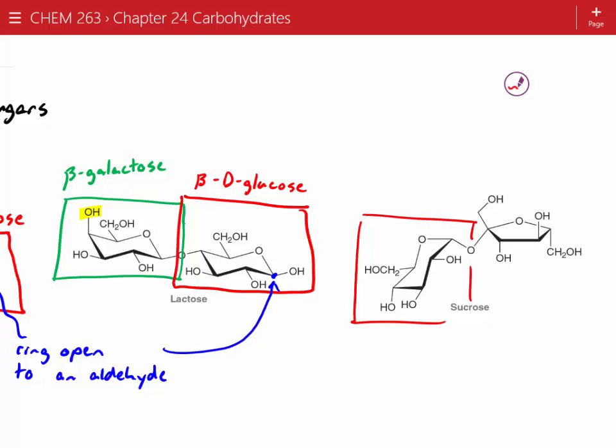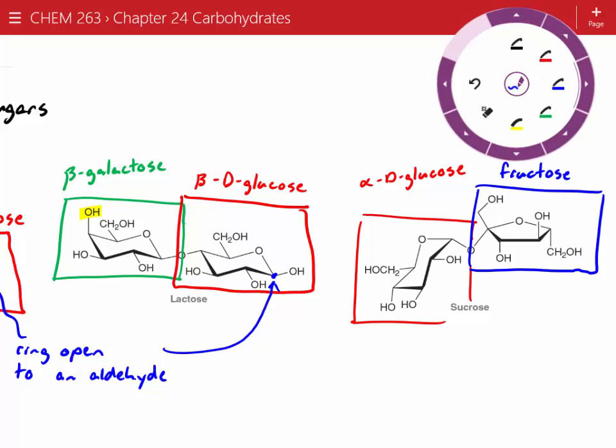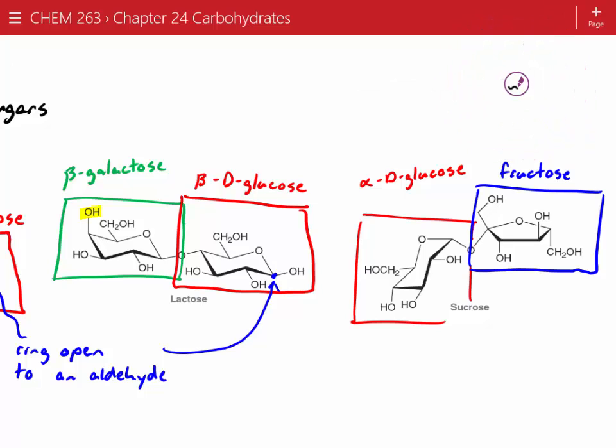So this side we've got glucose, and in this case it's alpha D-glucose. And over here we have fructose. And so this disaccharide is called sucrose. Does anybody know what sucrose is? It's table sugar. So the table sugar we have actually is 50% fructose, roughly. So this is table sugar.